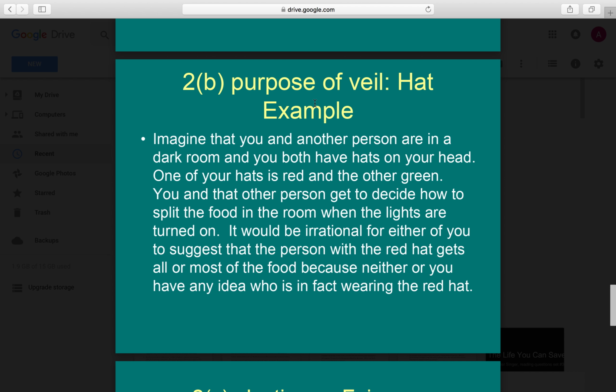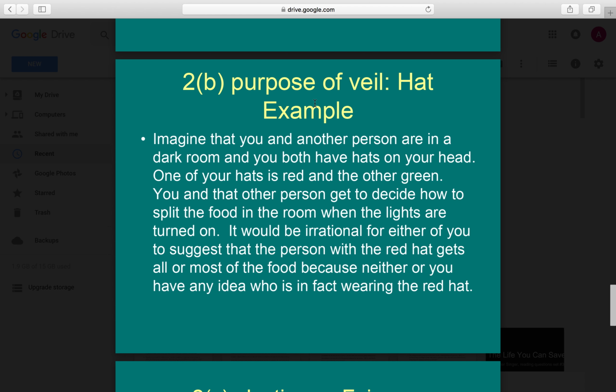This is the answer to question 2b, which concerns the purpose of the veil of ignorance. When a person makes a choice behind a veil of ignorance, it is irrational for them to be biased against any particular group because, for all they know, they are a part of that group. For example, you wouldn't advocate a sexist culture if you do not know if you are a man or a woman. You would not advocate a racist culture if you do not know what race you belong to.